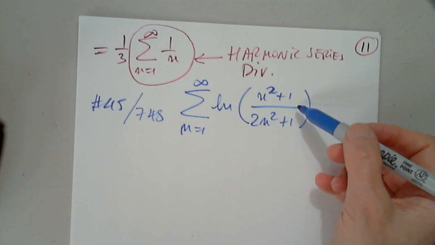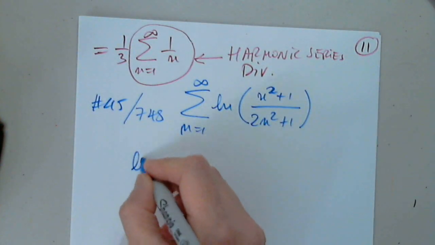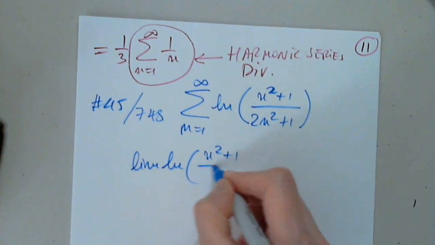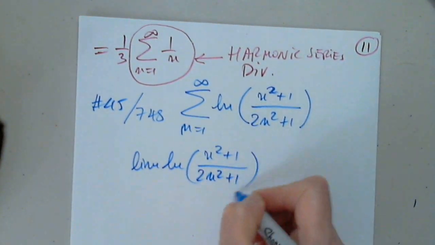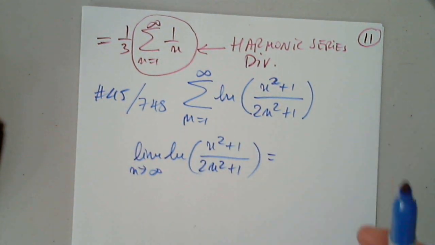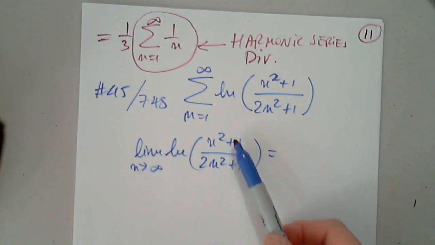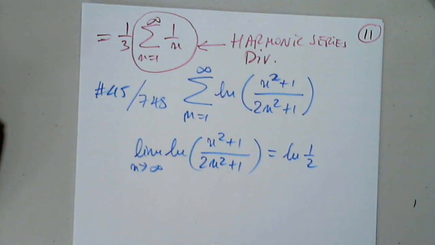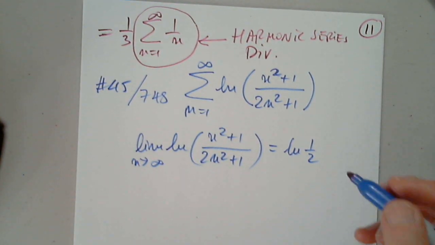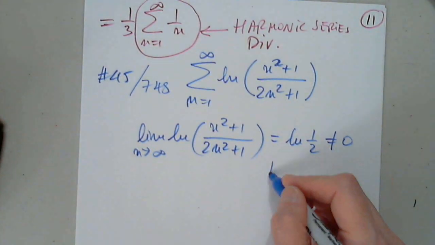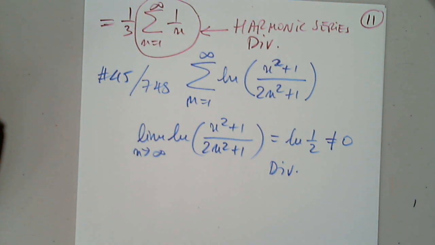We know that the limit of natural log of (n squared plus 1) divided by (2n squared plus 1) as n approaches infinity, by the same procedure we used, L'Hopital's rule, the limit inside is 1/2, and this is natural log of 1/2. Well, this is not equal to 0. So by the test for divergence, this is divergent. Good.